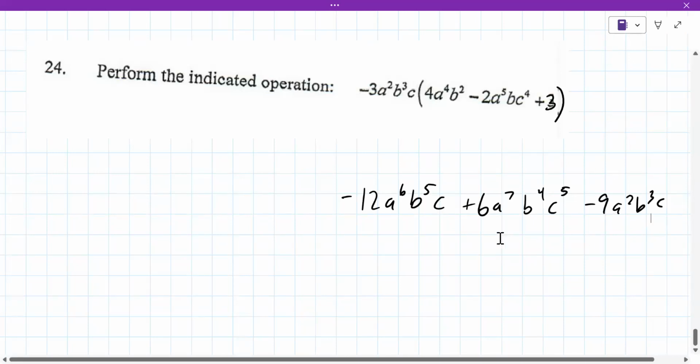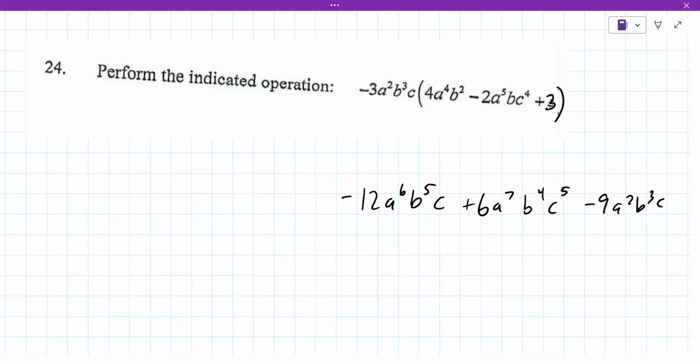Okay, there's nothing to combine from here. You can't combine them unless they have the same exponents. And the idea is that if you couldn't combine them before, like you can't combine anything in parentheses, there's no reason you could combine them after the fact. Okay.